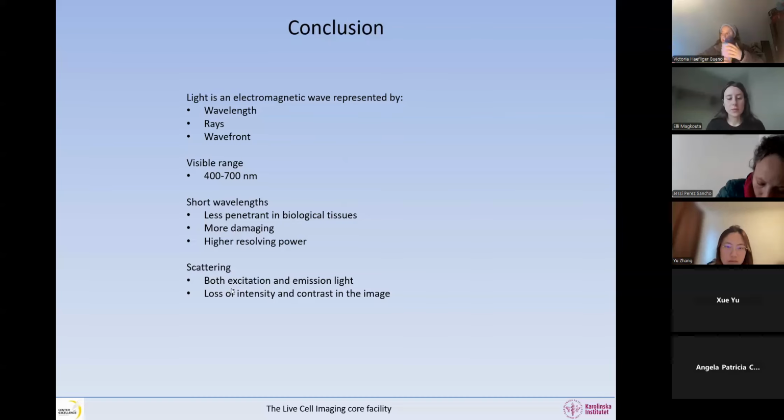And scattering, unfortunately, acts on both excitation and emission light, so both of them scatter as we go into the sample. And then we have a loss of intensity and a loss of contrast in the image.